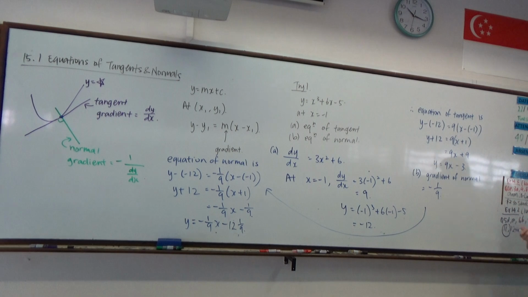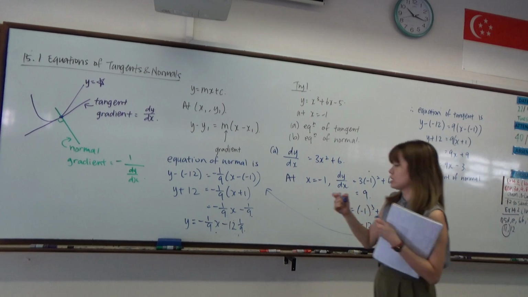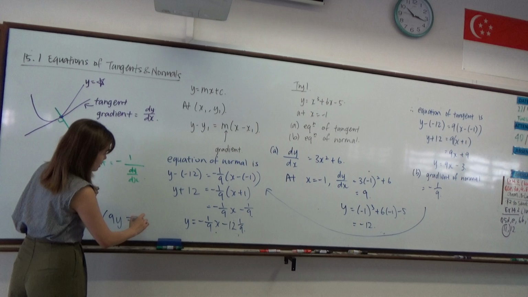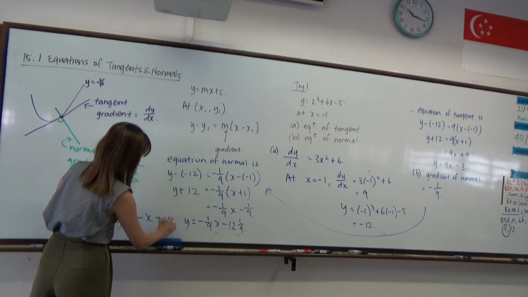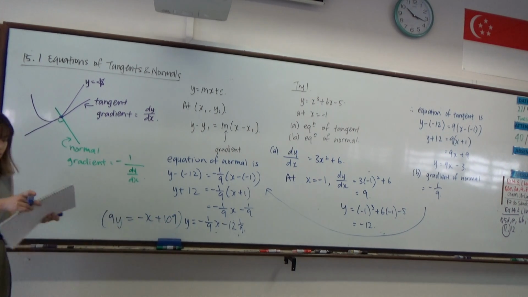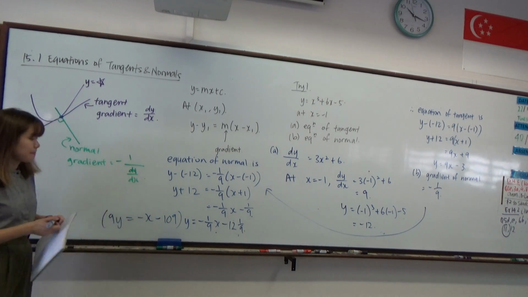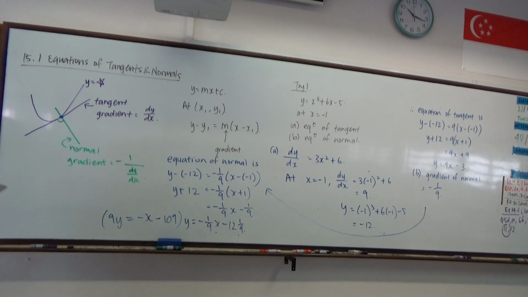So you can leave your equation as y equals to -1/9 x minus 12 and 1/9. Otherwise, you can leave it in integer coefficients, which means that would actually be 9y equals to -x minus 109. Sorry, minus 100. Any questions?